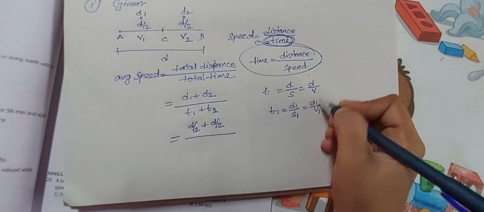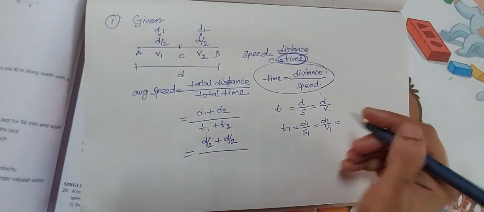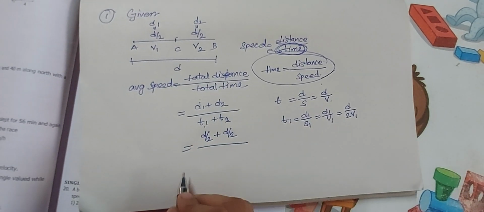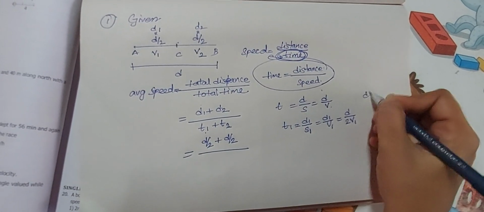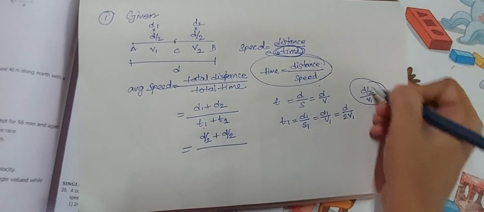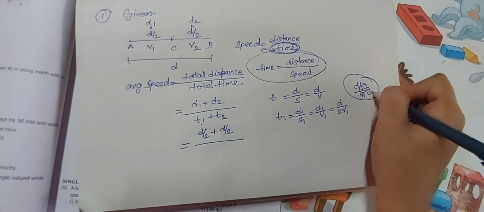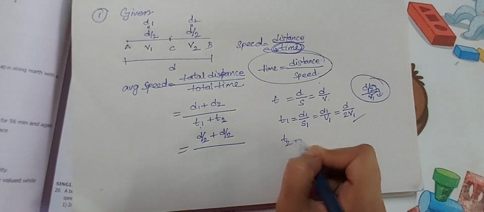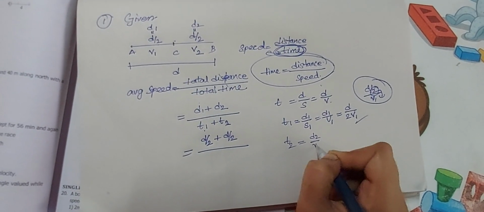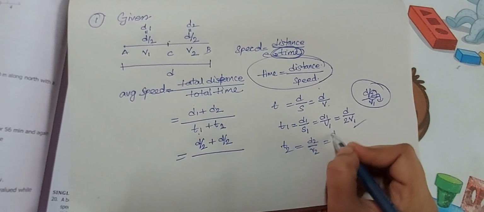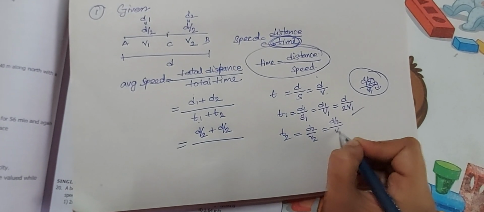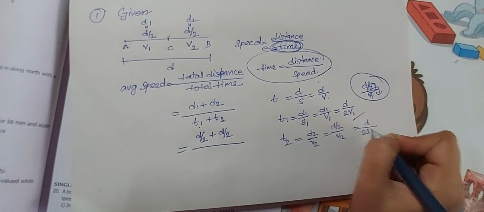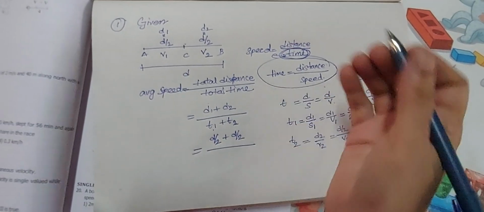What did we get in the D1 place? D1 we got D by 2. So I can write D by 2 by V1; the denominator 2 comes to the denominator again, so I write D by 2V1. In the same manner, T2 is equal to D2 by V2. D2 is D by 2 again, so bring this 2 to the denominator, then it becomes D by 2V2. Now substitute the same.